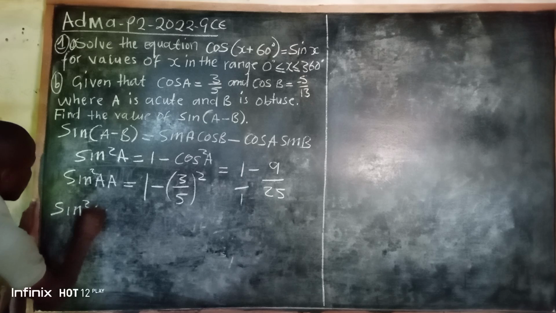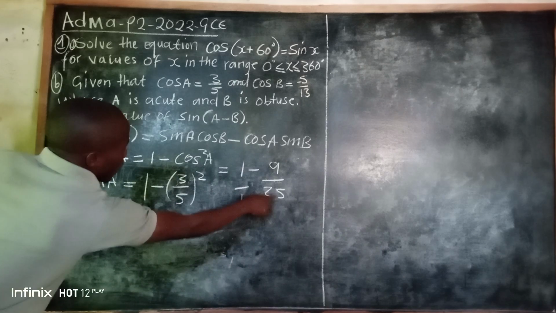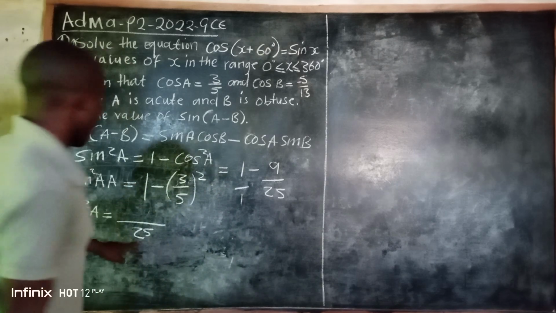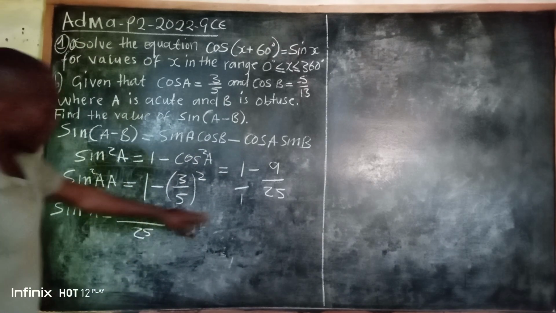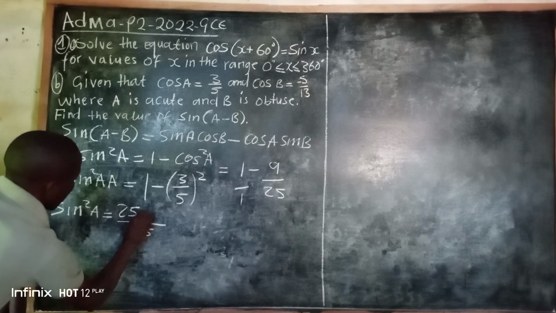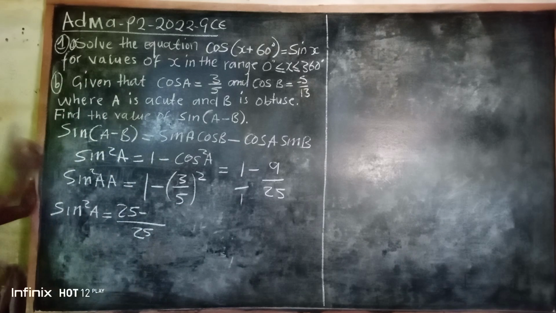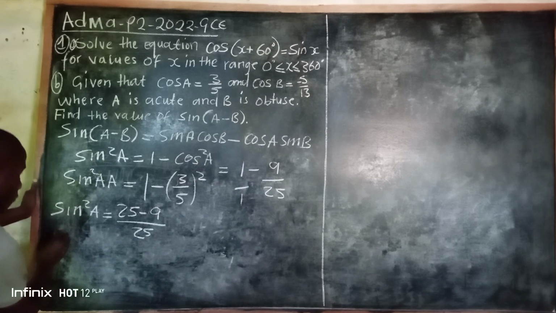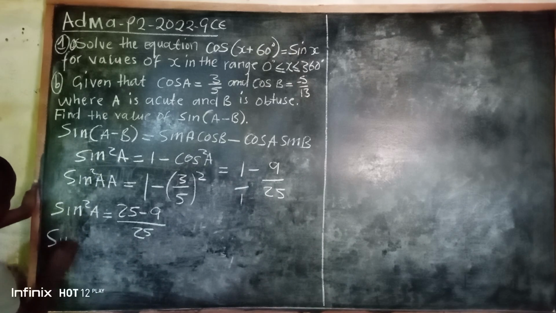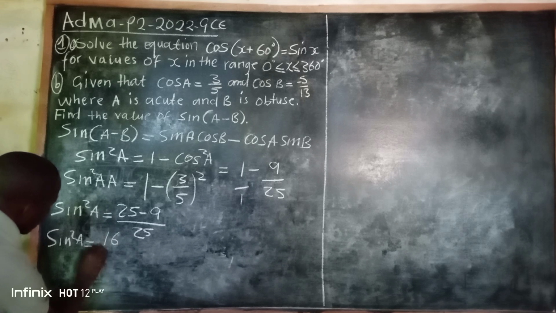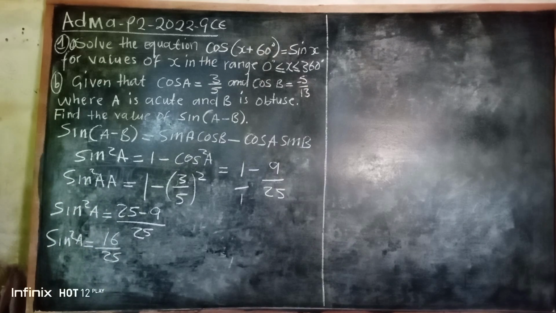So we are saying sine A squared is equal to, here the common denominator is 25. Okay, so 25, the common denominator. Then 1 into 25 is 25, 25 times 1 is 25, minus, 25 into 25 is 1, 1 times 9 is 9. And from there, sine A squared is equal to 25 minus 9, which is 16, so 16 over 25. Okay, remember here we have the square.